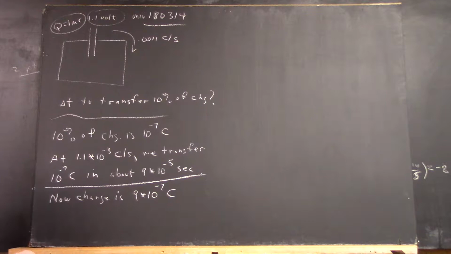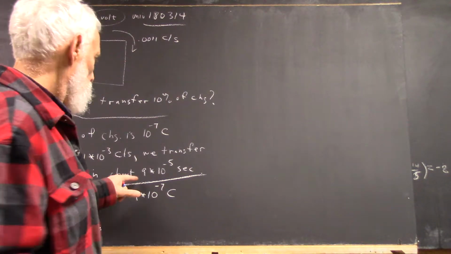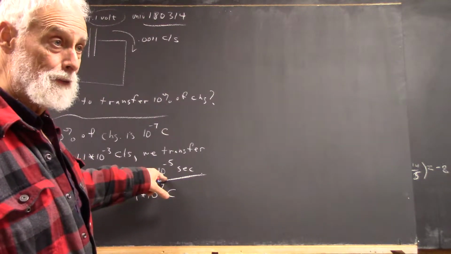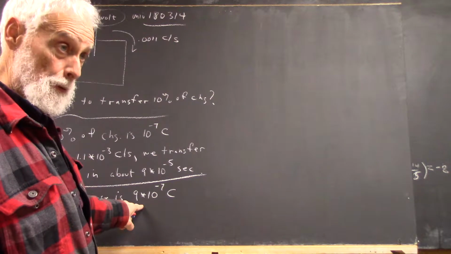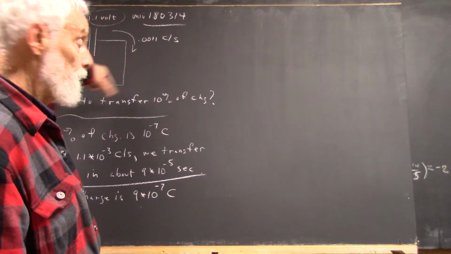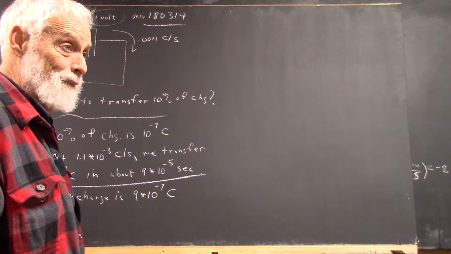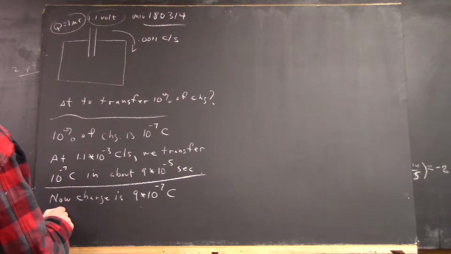Okay, well, what's the kicker here? You would think it should take another 9 times 10 to the negative 5th seconds. But that's not so, because the charge is only 90% of what it was. Well, what does that do to your electric field? It decreases the time.